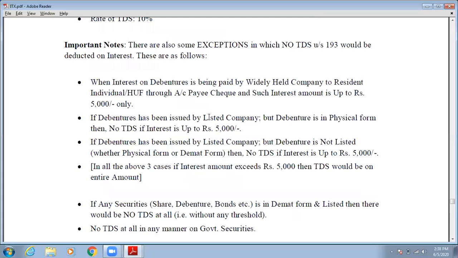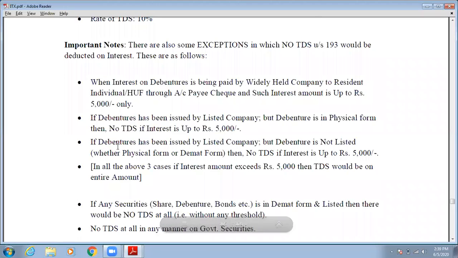If the debenture has been issued by a listed company but is in physical form, then no TDS will be deducted up to 5,000 rupees. If you pay interest on these debentures, up to 5,000, then no tax will be deducted. If the interest amount exceeds 5,000, then you have to deduct the tax. But if the amount of interest is up to 5,000, you are not required to deduct tax on that interest paid.